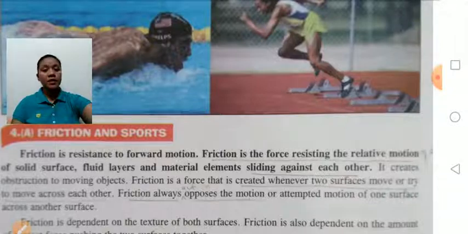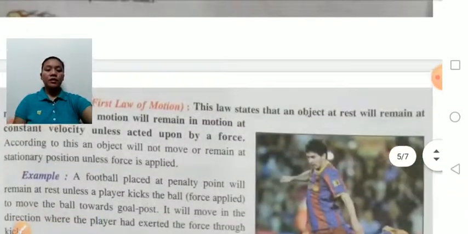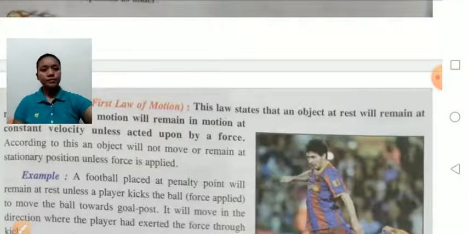And this friction and sports topic is cut from your syllabus. Now we have completed our chapter, biomechanics and sports.